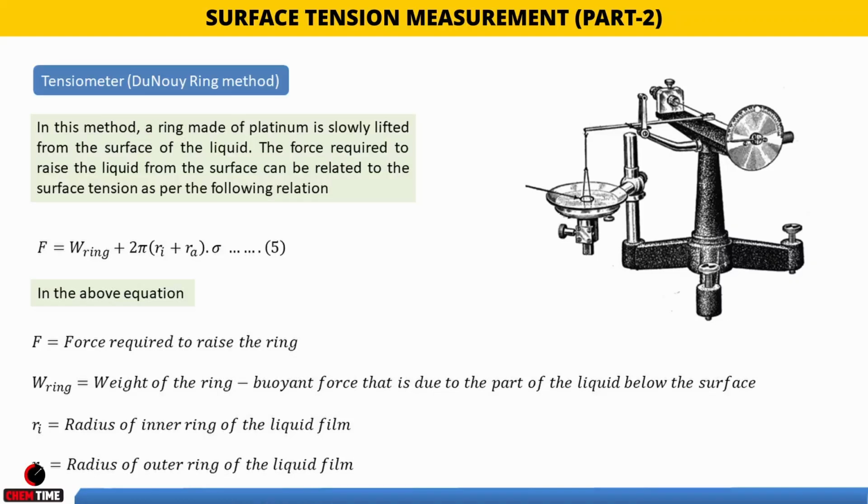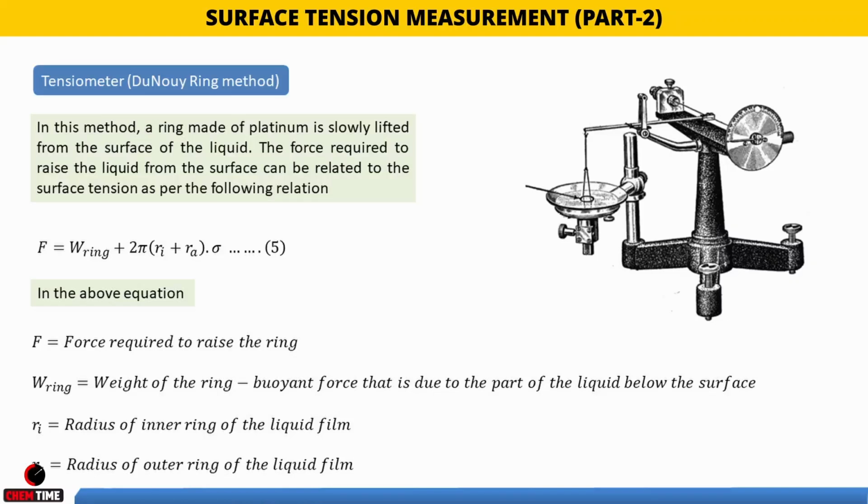And in both methods, a ring made of platinum is slowly lifted, and the force required to lift the ring can be measured either in terms of surface tension or in terms of interfacial tension. The mathematical equation that is going to be used is F is equal to W ring plus 2 pi (Ri plus Ra) into sigma, where F is the force required to raise the platinum ring.